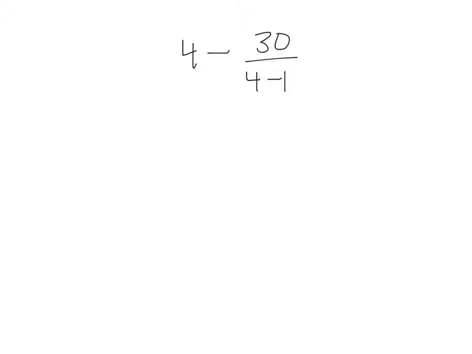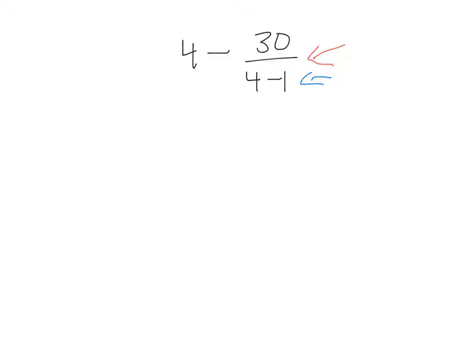In this problem I have a grouping symbol. I have that fraction bar. So it means I have to do all the work on the top of my fraction and all the work on the bottom of my fraction before I do the final step of dividing. Now, I don't have any work on the top of the fraction. I just have the number 30. I do have work on the bottom of the fraction, 4 minus 1. So I need to take care of that first. That's going to be 3.